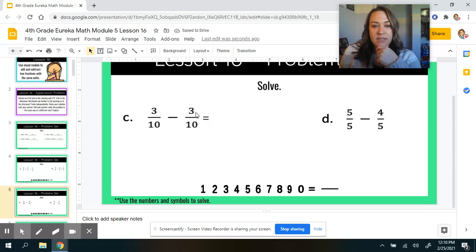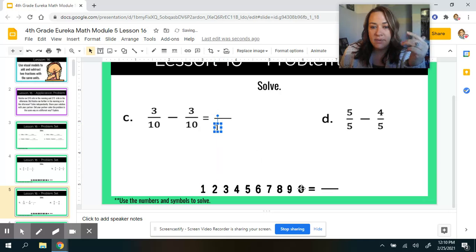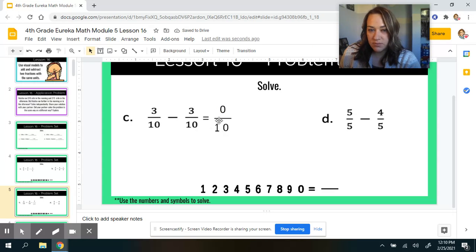So 3/10 minus 3/10. Our denominator stays the same, so my denominator is 10. If you want to stay consistent with how we're doing it, 3 minus 3 is 0/10. Or you could just put 0 as your answer, because really if I have 0/10, I have 0. So you could have written that as 0/10 or just 0.